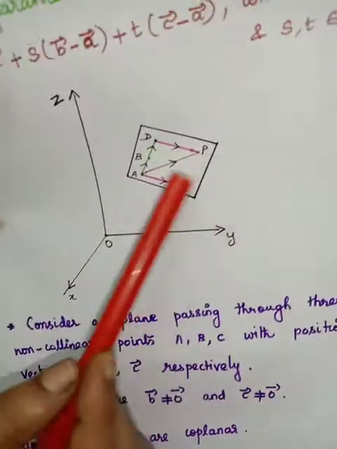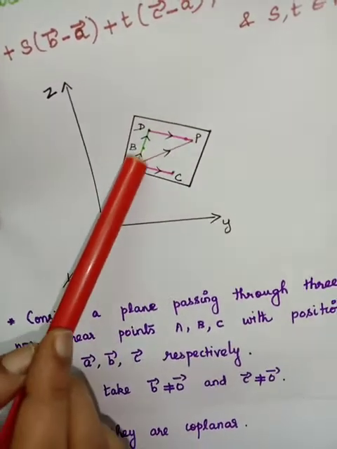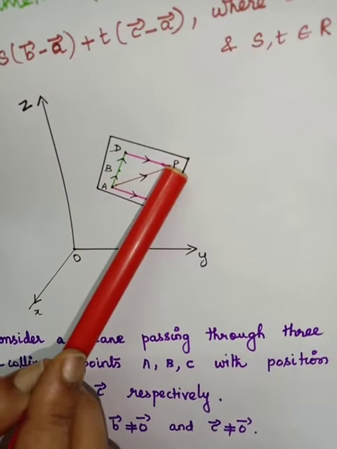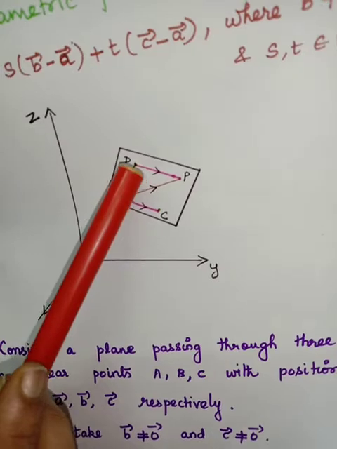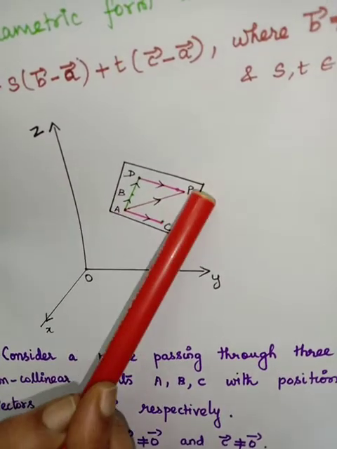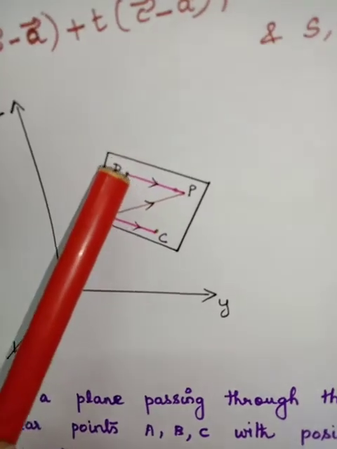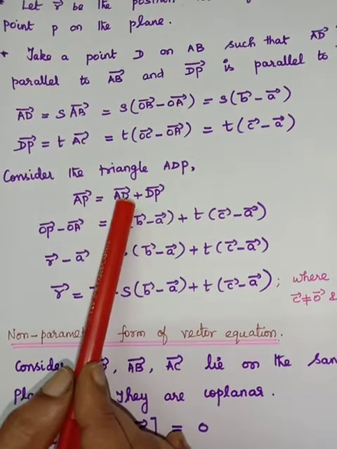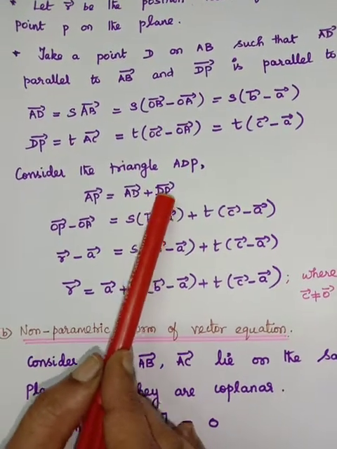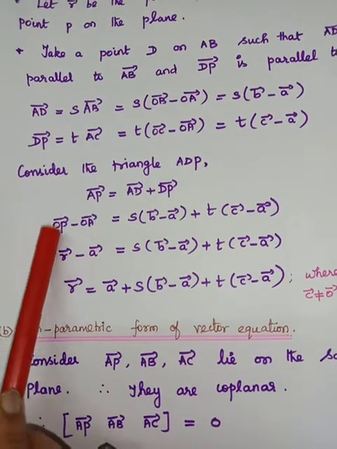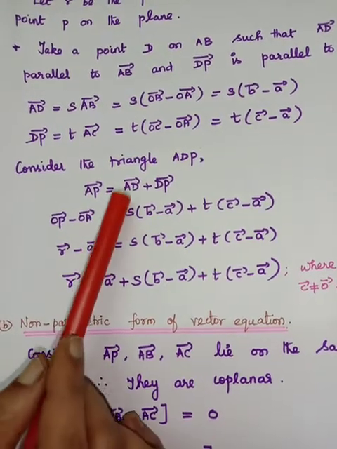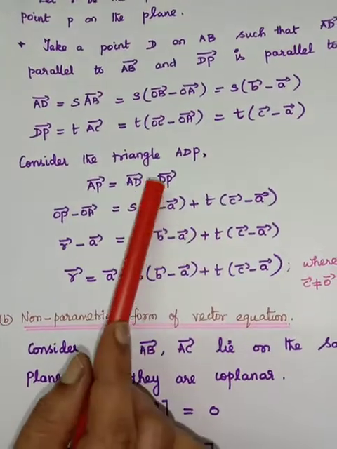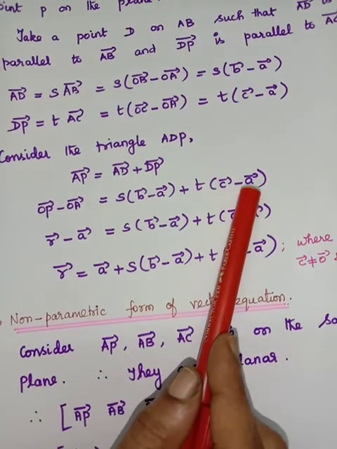Now consider triangle ADP. Using the triangle law of addition of vectors, how will AP vector be written? AP vector equals AD vector plus DP vector. So AP vector, how can you write it? It is OP vector minus OA vector, which equals AD vector, which we found is s into (b vector minus a vector), plus DP vector, which is t into (c vector minus a vector).